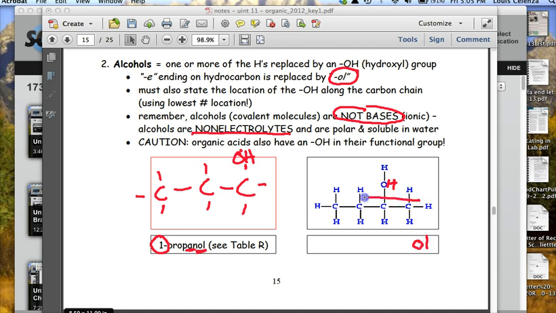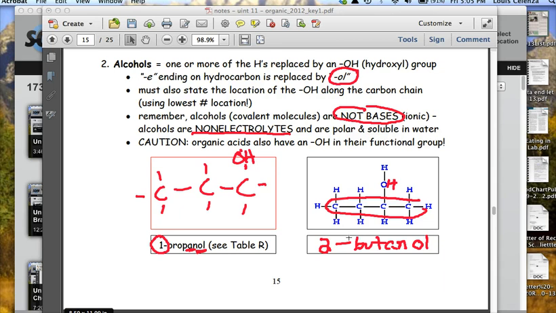Next, you're going to figure out the parent chain. The longest chain is 4 carbons, so this is going to have butanol. Now I have to figure out, well, what carbon is this OH attached to? If I number it in this direction, this would be the first, the second, the third carbon. If I number it in this direction, it would be on the second carbon. So I'm going to number it so it gives it the lowest number possible. So this would be 2-butanol.